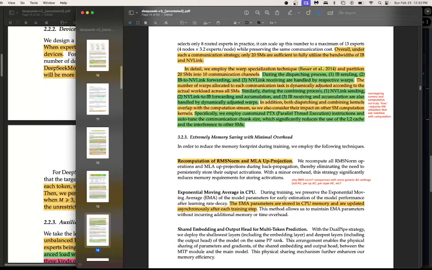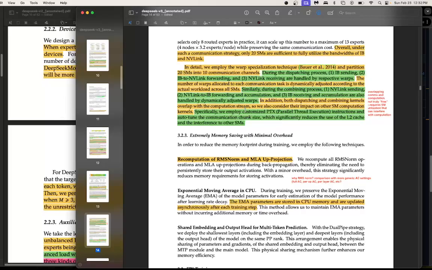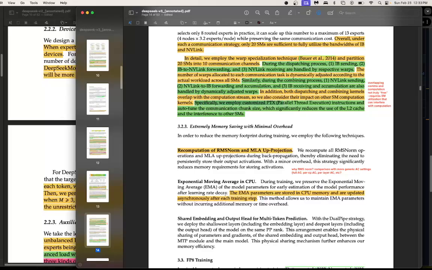And then they do it during the combining process as well. So dispatching tokens to different experts, combining outputs of experts to get the final updated token representation. This is just the reverse, NVLink to IB, and then IB accumulation, also dynamically adjusted. They also note here they employ custom PTX to auto-tune communication chunk size. PTX is basically the assembly of CUDA. So they're handwriting PTX to dynamically auto-tune communication chunk size, which I guess they're doing because it's not well supported in the software abstractions provided by CUDA. And this reduces the use of the shared L2 cache. Remember, L2 cache is shared across SMs, so it lowers the amount of interference with the SMs performing computation.